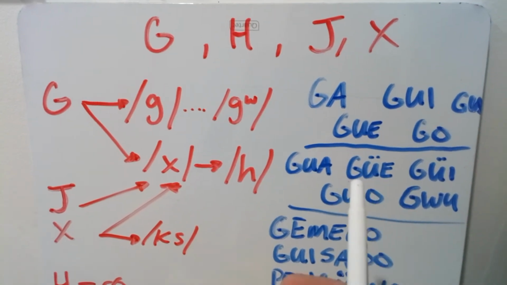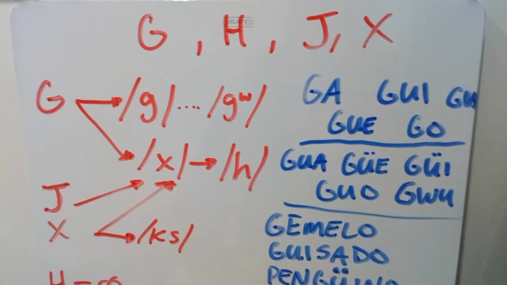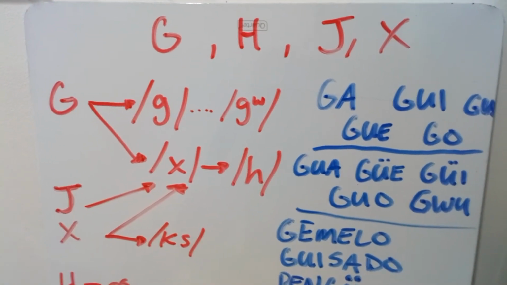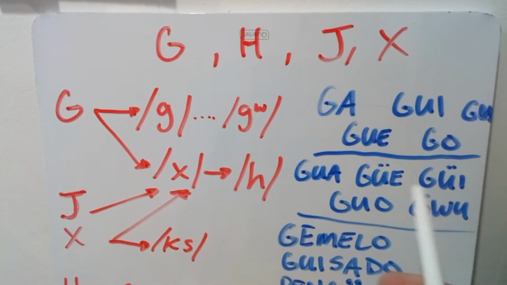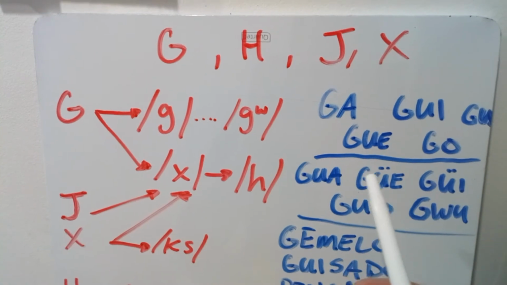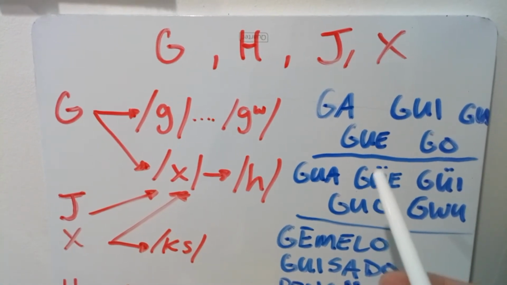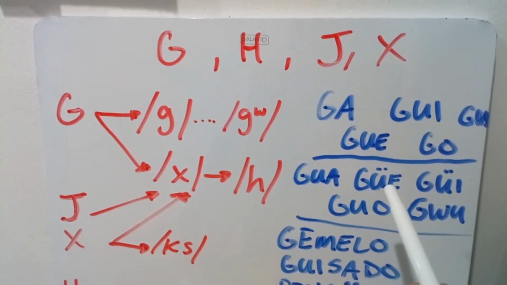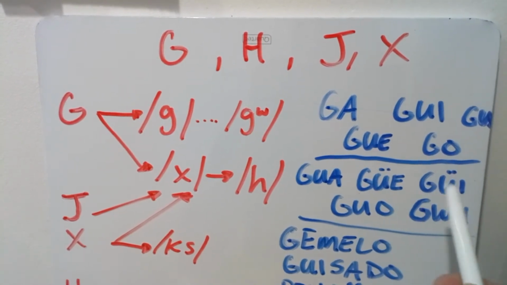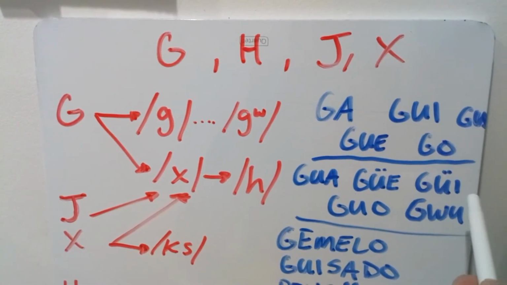It's just weird how that works. But gua, gue, gui, guo, and then this is really rare. It's not really seen much in Spanish unless it's a foreign word or something. But if you want to spell gue or gui, you need to put that diaeresis or the umlaut accent on the u, because this is pronounced as gi versus this is pronounced as gui.